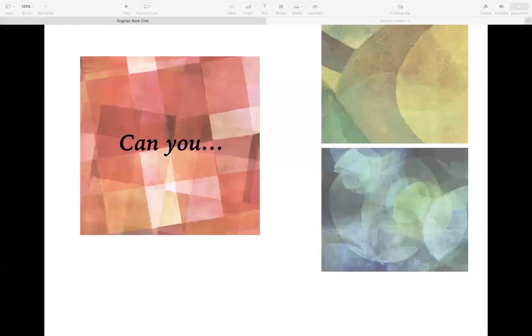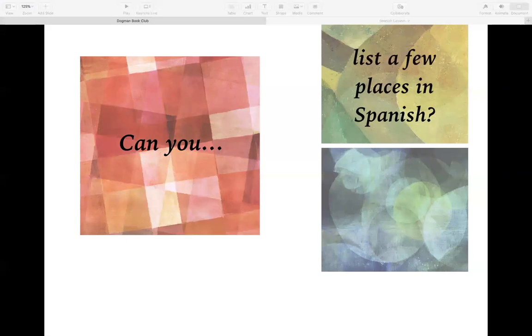So, can you list a few places in Spanish? Let's try it. Say them out loud. How would you say the cafe? El café. What about the movie theater? El cine. The library? La biblioteca. And the beach? La playa. So can you list those places in Spanish? If not, go ahead and go back to the first couple slides when we went over them.